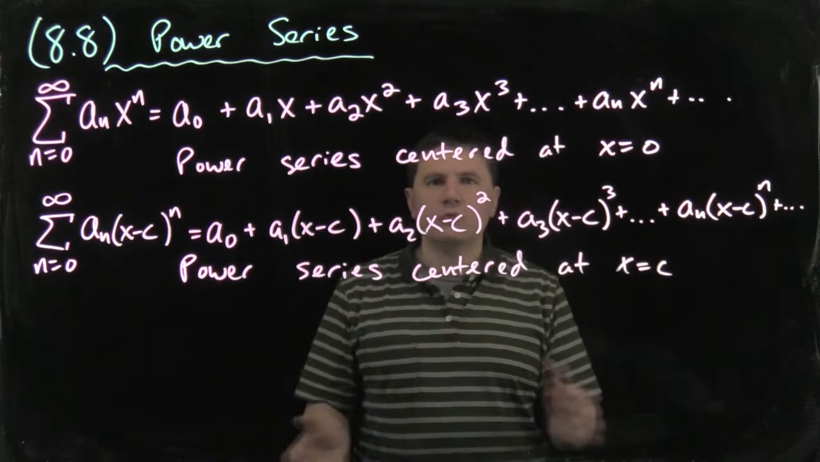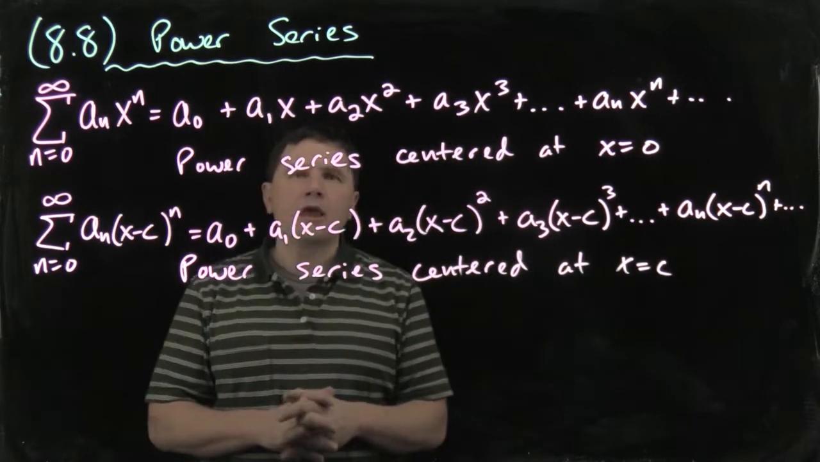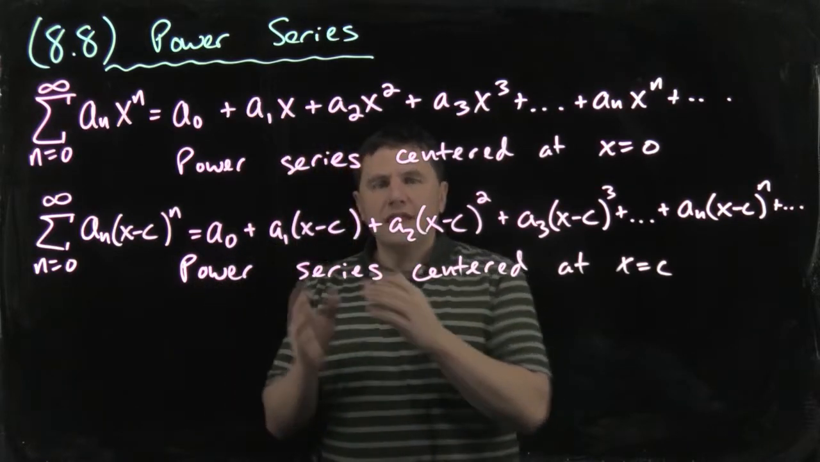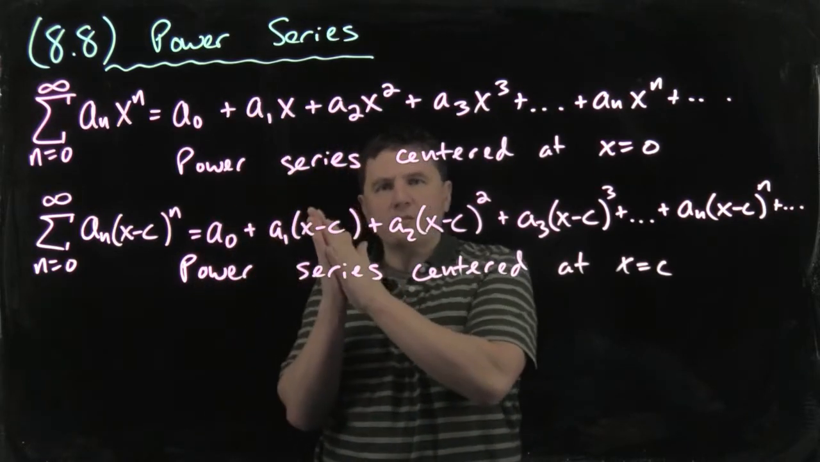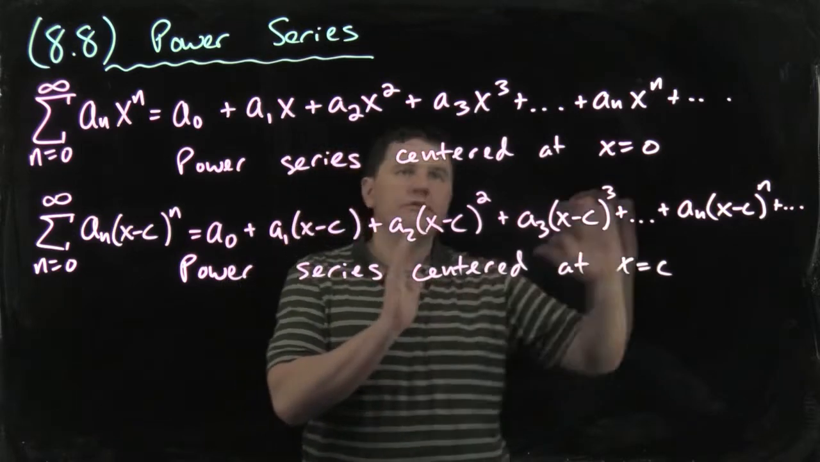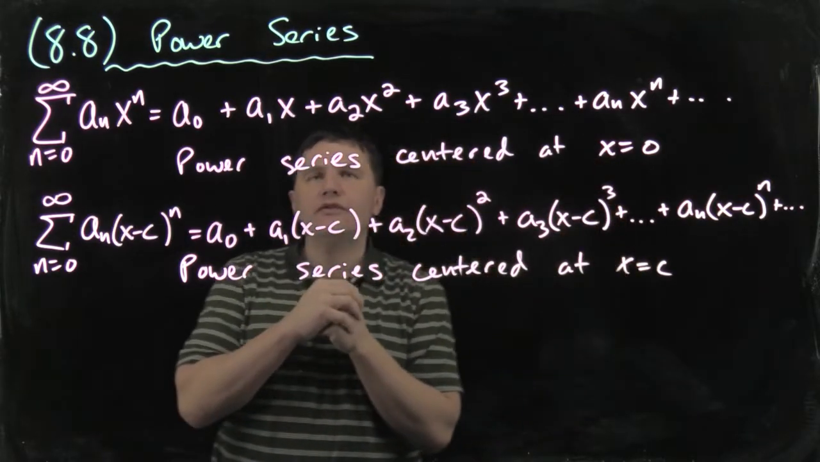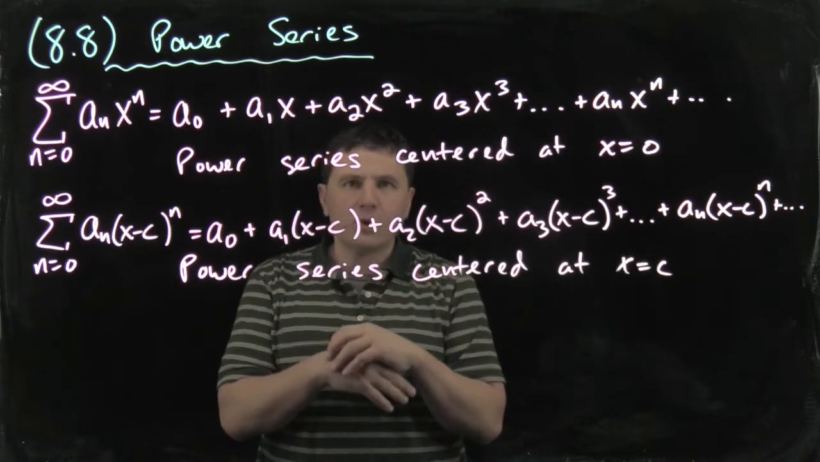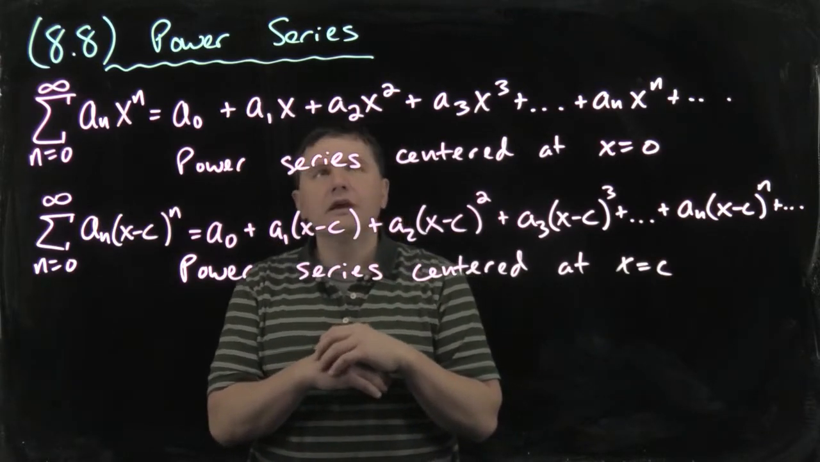Taylor polynomials would have a finite number of terms. One way of getting a power series would be to take, for instance, what we did with those Taylor polynomials and then extrapolate that out to infinity. So when we talk about power series, we are talking about an infinite series.